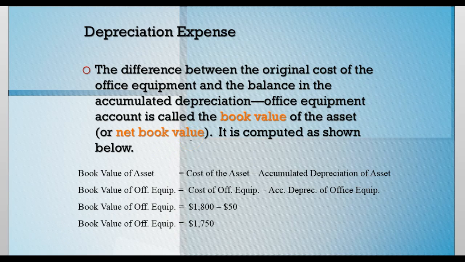So the difference between the original cost of the office equipment and the balance of the accumulated depreciation is called the book value. And we will use that when we sell the item, if we sell it, to come up with a loss or a gain.